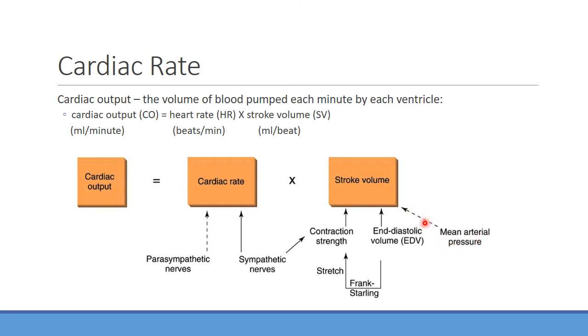And so what do you think? It says dashed line, which probably means it has an inhibitory effect. So why do you think blood pressure could have a negative effect on the stroke volume?